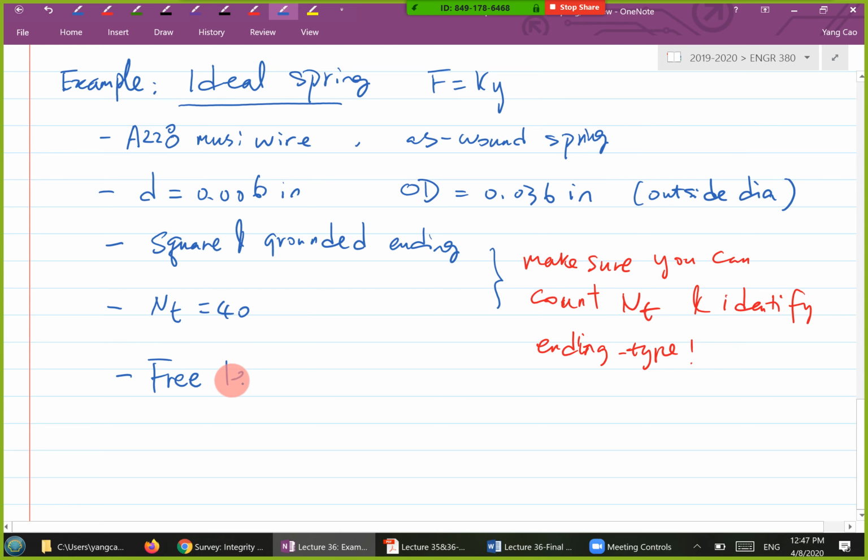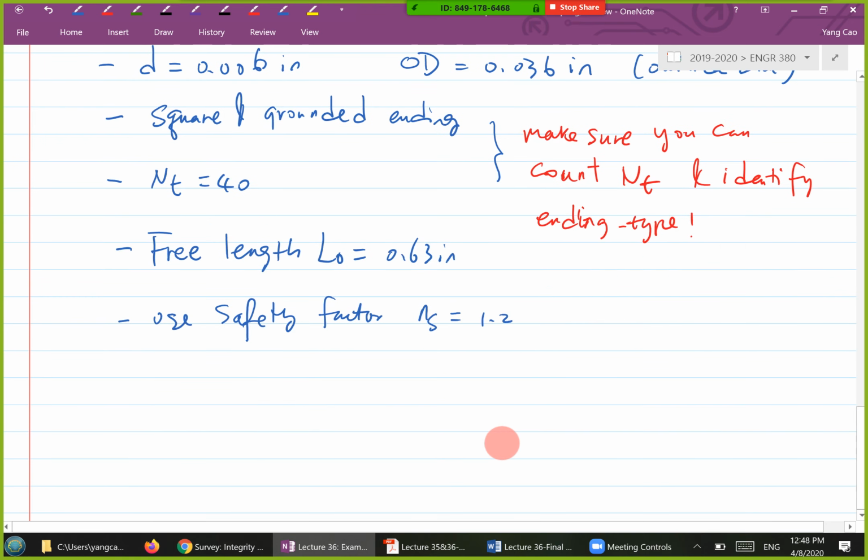Okay, so now, not calculate free length. So L0, the spring is given a free length of 0.06 inch. And in this question, we're going to use a safety factor of 1.2. So this is static analysis. For fatigue analysis, I do have a section, but I don't think I'm going to go there. We'll make it optional. Okay, so that's all of the given conditions here.